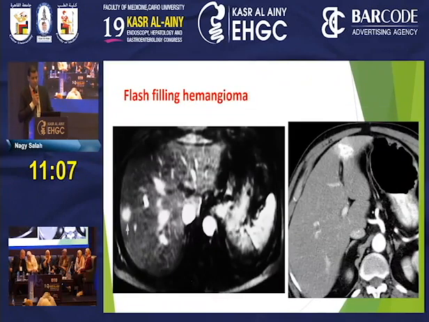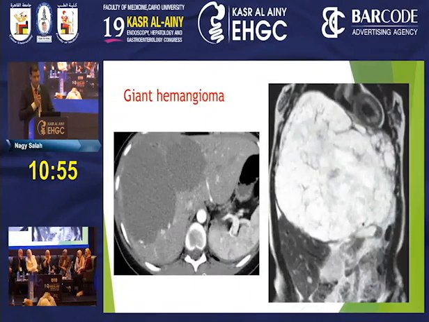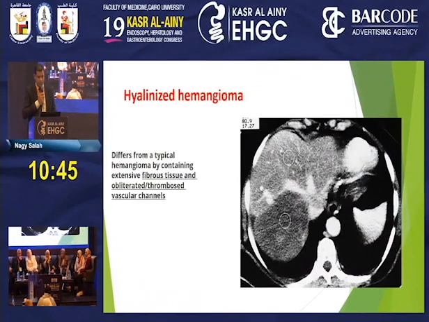Flash-filled hemangioma: homogeneous enhancement on arterial phase. Large heterogeneous hemangioma with central fat content with peripheral nodular enhancement. Giant hemangioma in axial contrast-enhanced CT arterial phase and coronal T2 MRI. Hyalinized hemangioma differs from typical hemangioma by containing extensive fibrous tissue and obliterated/thrombosed vascular veins.